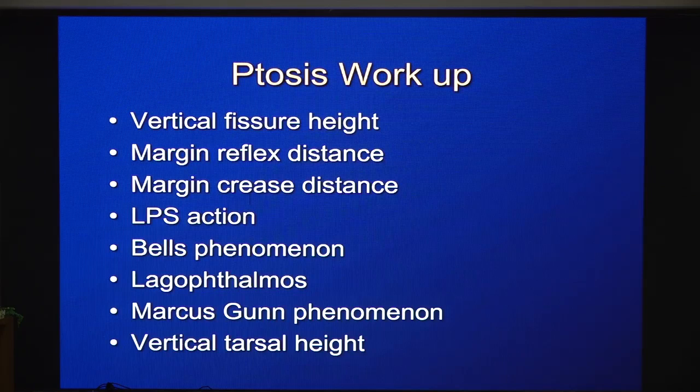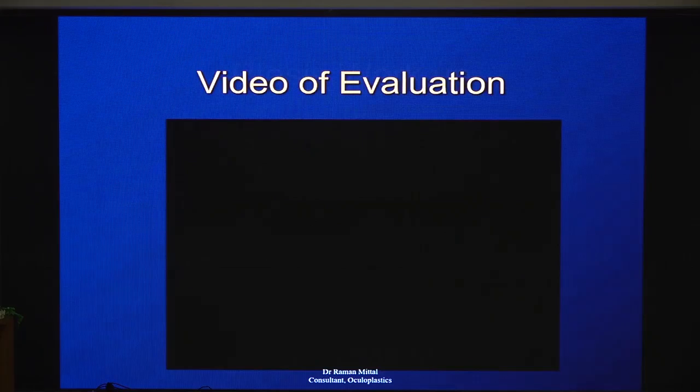If the LPS function is very poor, which is less than or equal to 3 millimeters or at most 4 millimeters, that is poor LPS function. 4 to 6 millimeters excursion is fair LPS function, and 6 plus is fair to good. A very good LPS function is beyond 10 millimeters or so. So in poor LPS function, you plan to do surgeries which are either high resections or sling surgeries. Where you have a good LPS function, there you can go with LPS plications or resections. I'll show in the next slide how to determine the surgery.